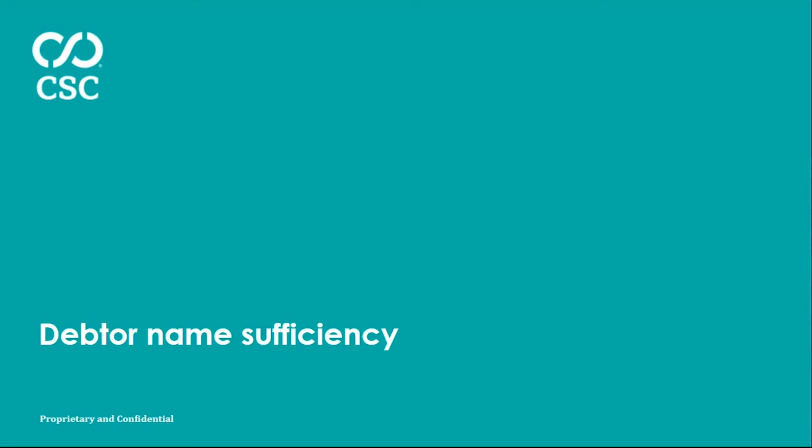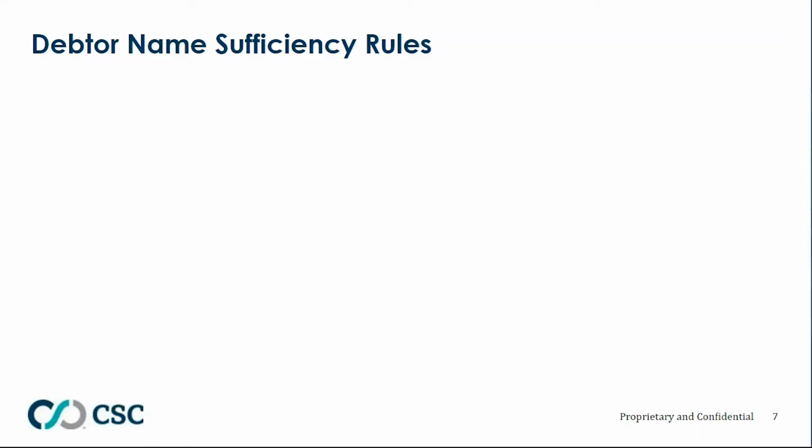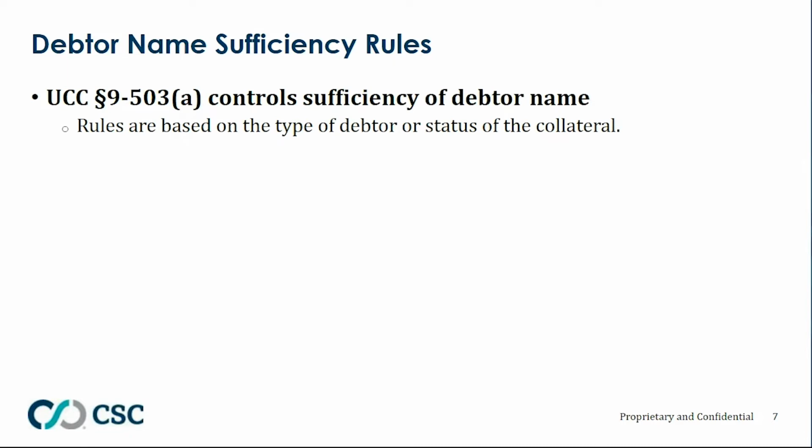So next I want to move on and talk about what is required for sufficiency. First in general, and then I'll move on and talk about specific types of debtors. The general rules for sufficiency are found in Section 9-503(a). This has the rules based on the type of debtor or, in some cases, the status of the collateral.